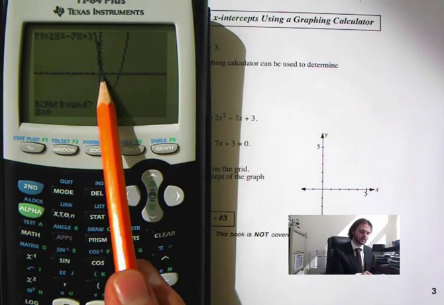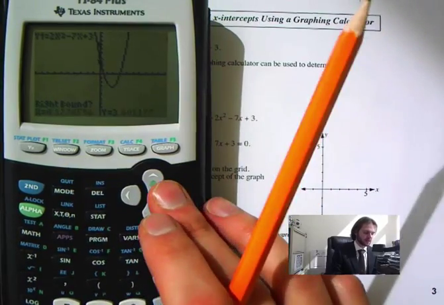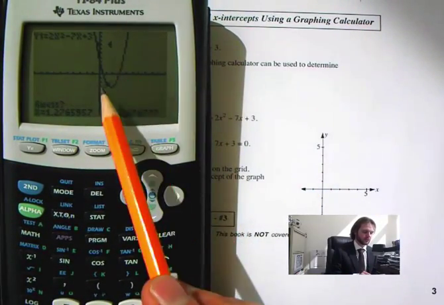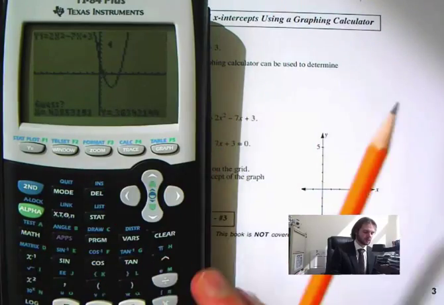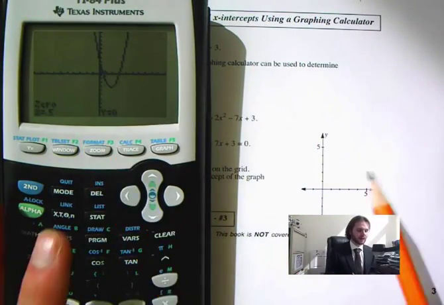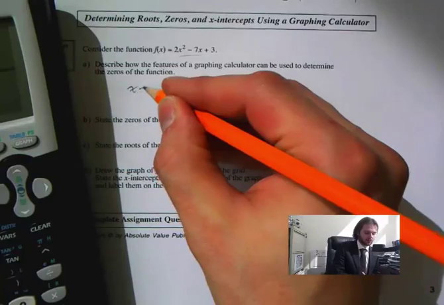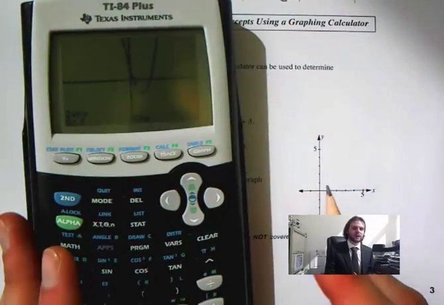So here's my intersect. We're left of the intersect. Then right bound. That's to the right of the intercept. Then my guess, my intercepts are on there. I get 0.5 and 0. So x is equal to 0.5. Now let's find the other one.